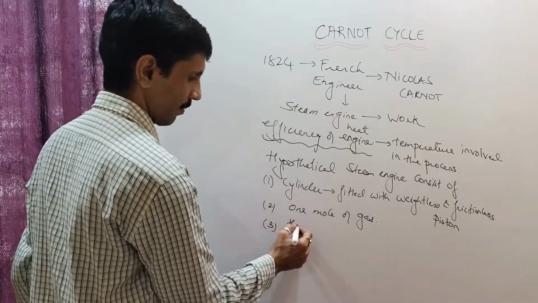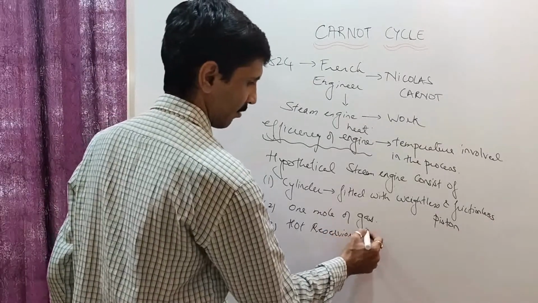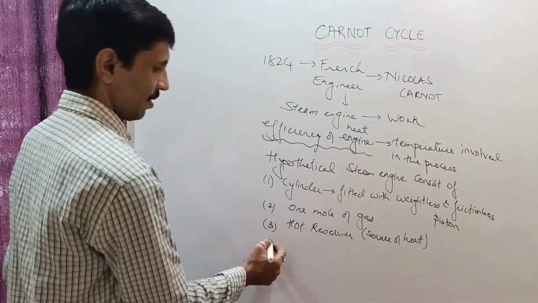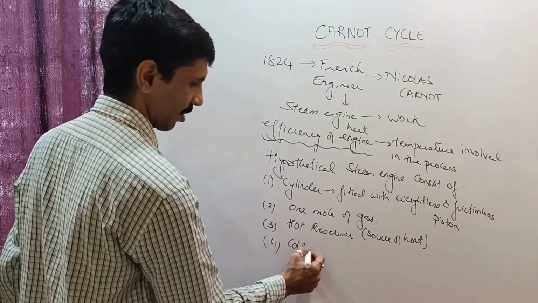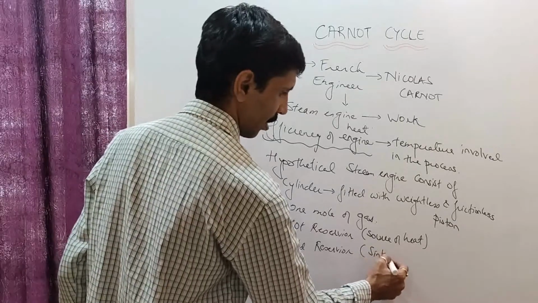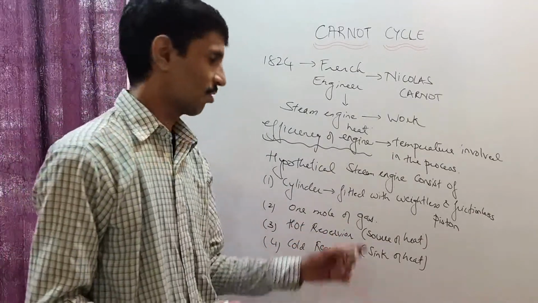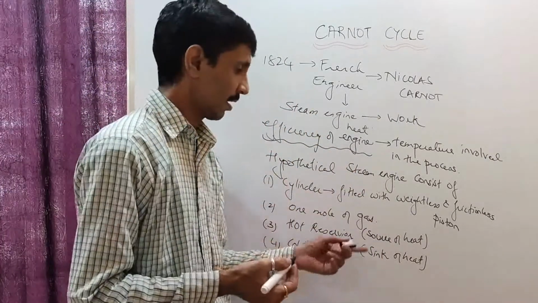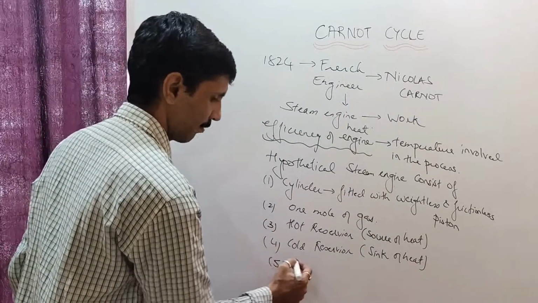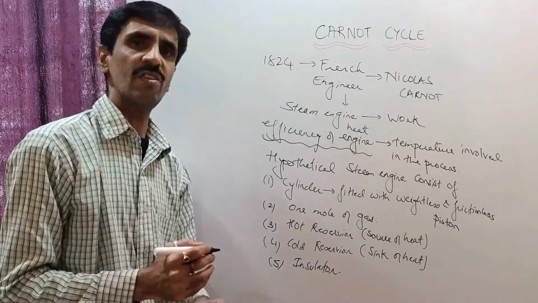Number 3, we talk about is hot reservoir. Now when you talk about a hot reservoir, we basically talk about the source of heat. Next, the fourth one we talk about is a cold reservoir, and that's going to be the sink of the heat. I hope you understand the difference now between source and sink. Source, that is from where the heat is going to be generated, and sink means where the heat is going to be absorbed. And then finally, we have an insulator.